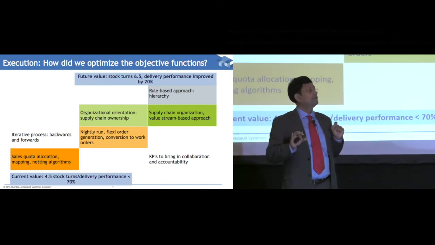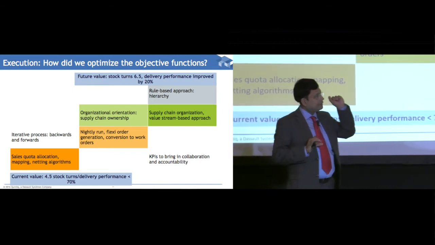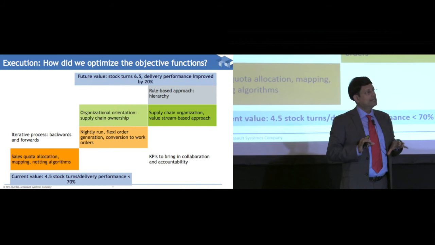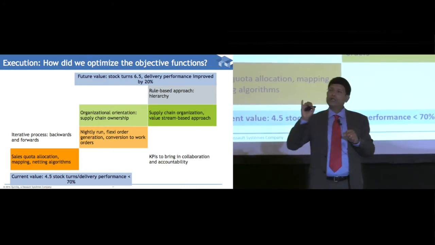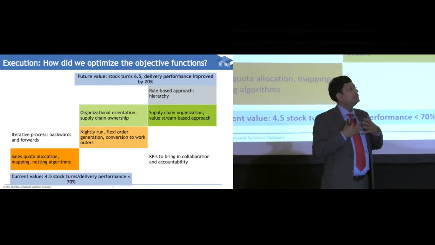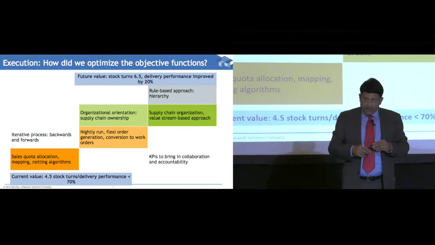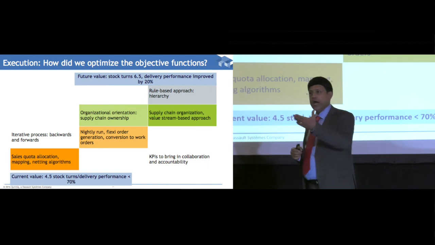The responsibility was given to the value stream leader to finally deliver to the customer, because that meant he also had to look at the sales quota allocation. He also had to look at the sourcing of the inputs, so he was taking responsibility for the inventory in the pipeline as well. And finally, of course, we had to create hierarchies.